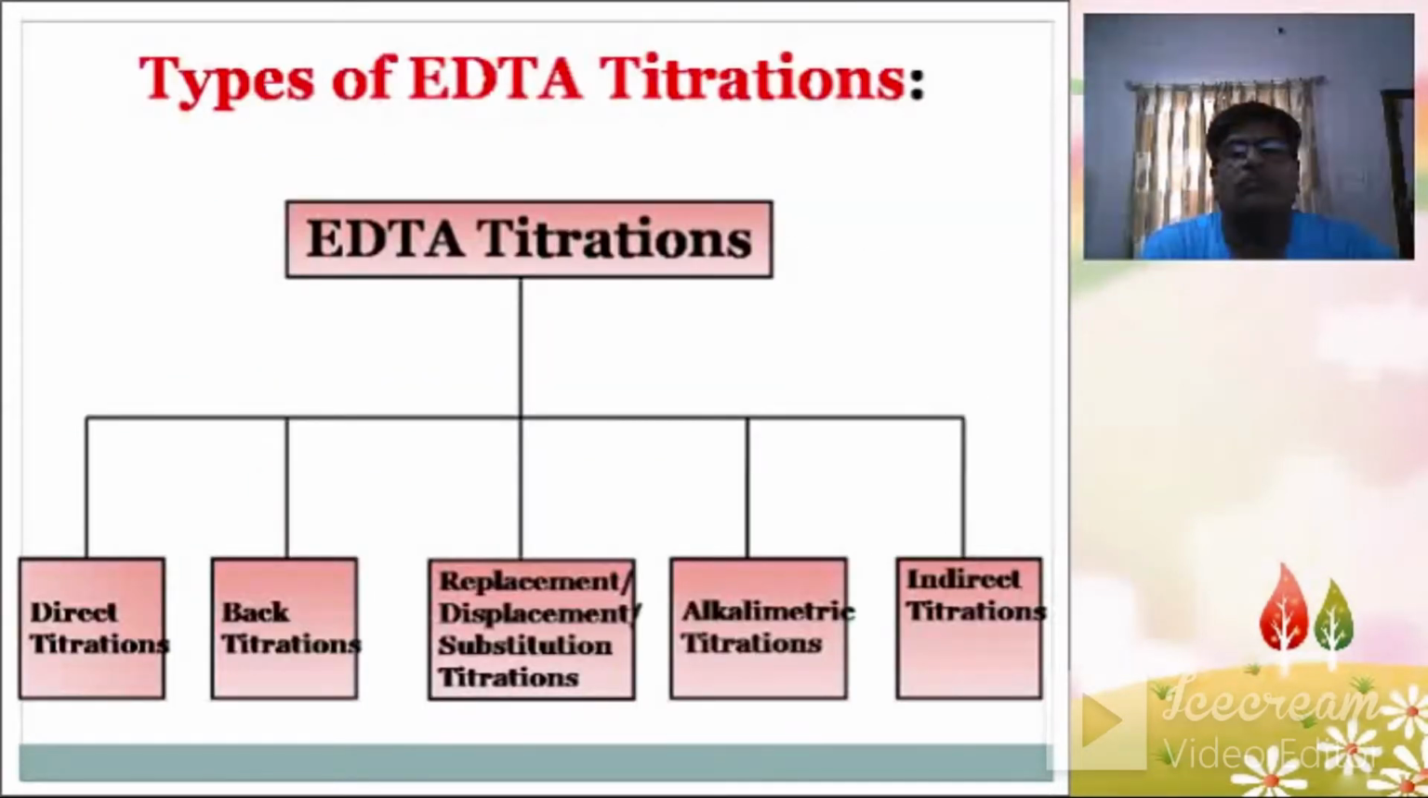Going to discuss types of EDTA titration. The following methods are generally used for carrying out EDTA titration. The main five sub-parts of EDTA titration: first is direct titration, second is back titration, third is replacement, displacement or substitution titration, alkalimetric titration, and last, indirect titration.